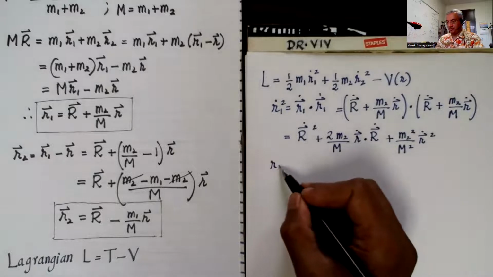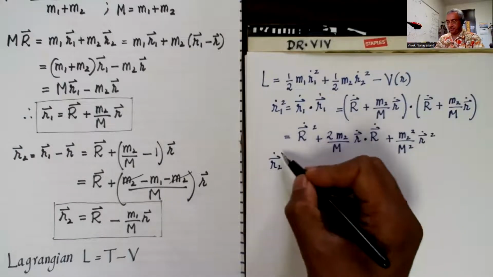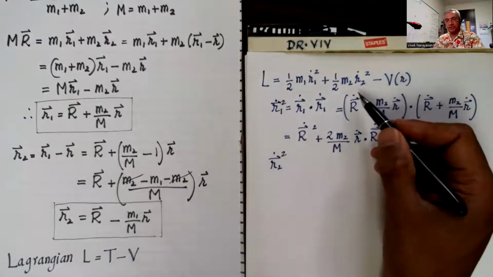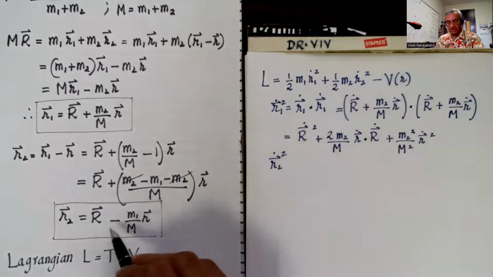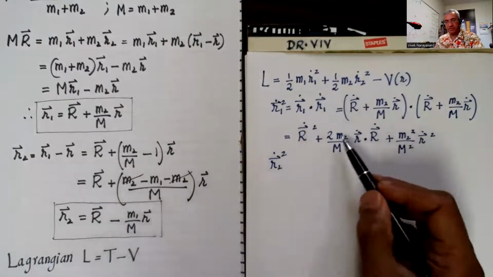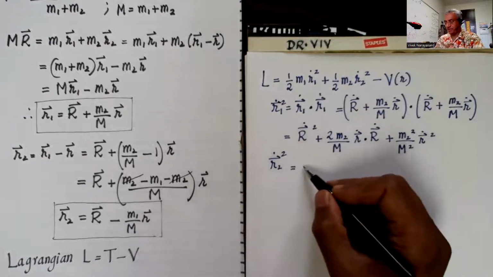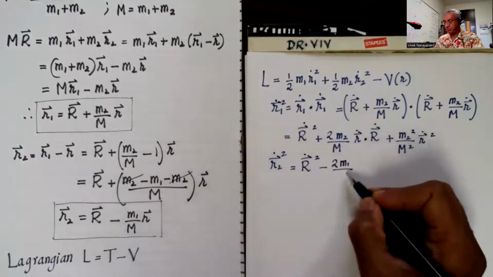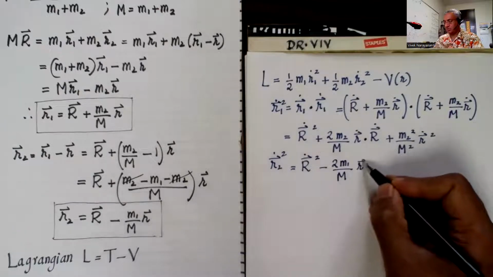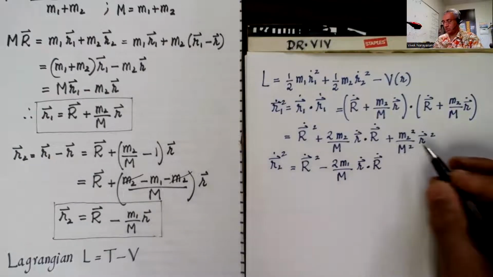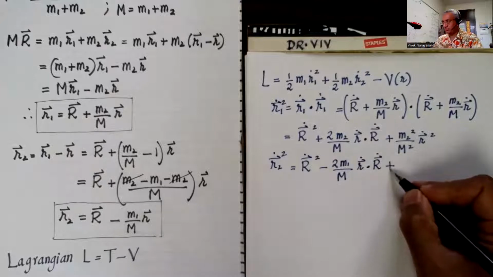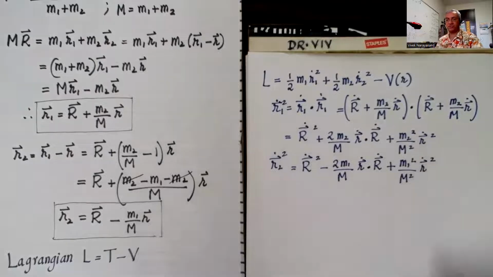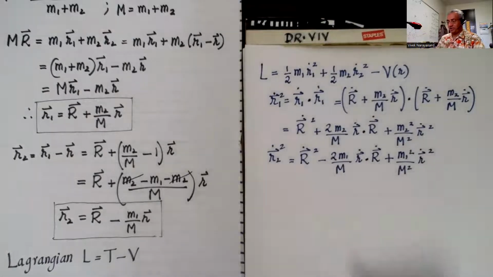Well, the only difference between r1 dot squared and r2 dot squared is that I have a minus sign here. That'll only affect the middle term. So I'll just straight away write that. This is R dot squared minus 2 m1 over M R dot dot r dot plus m1 squared over M squared r dot squared. So now we are ready to write our Lagrangian.